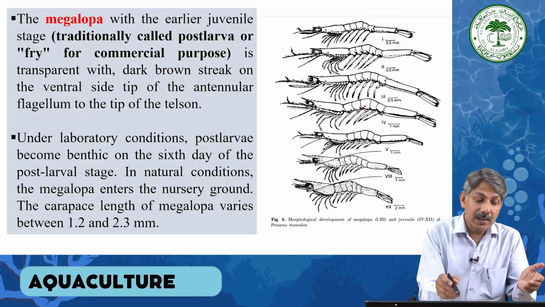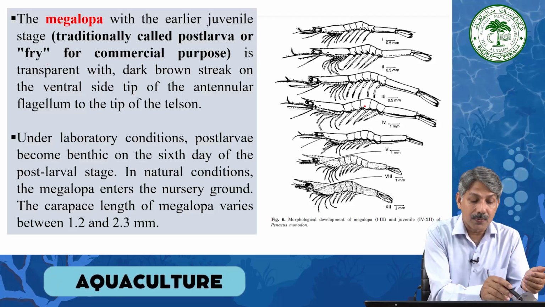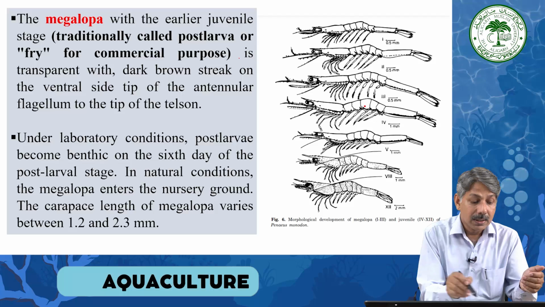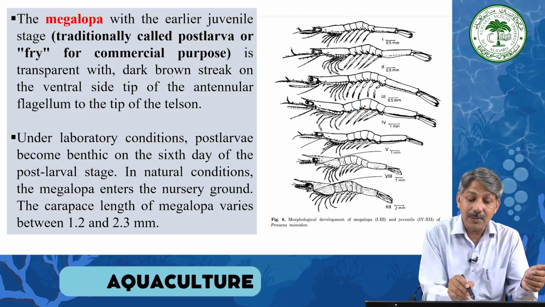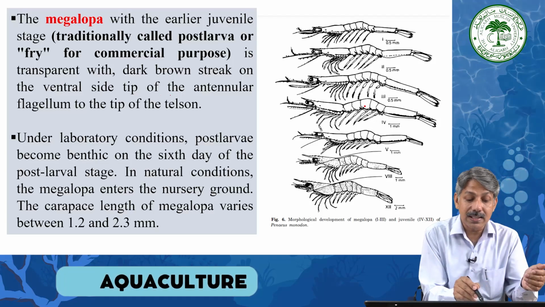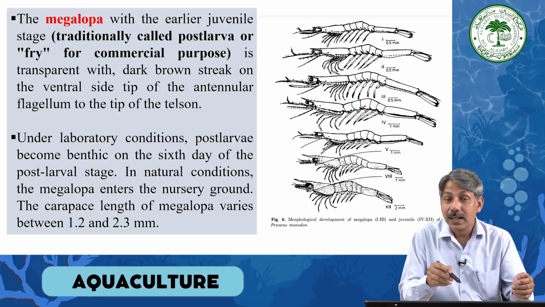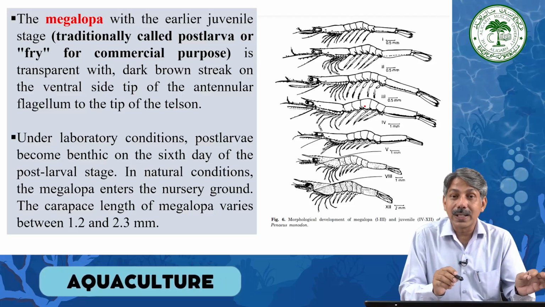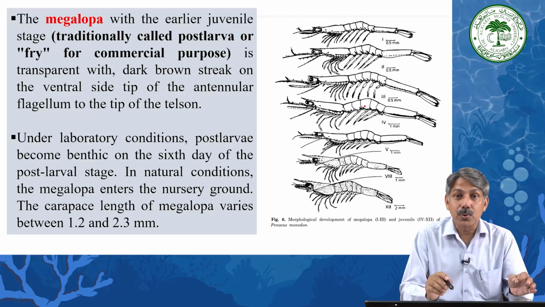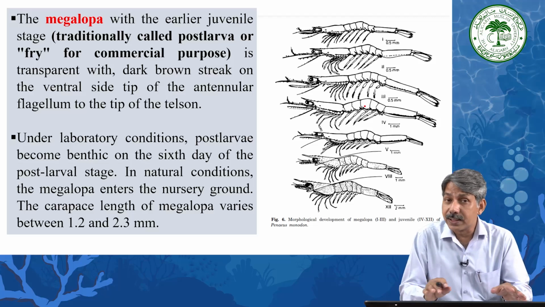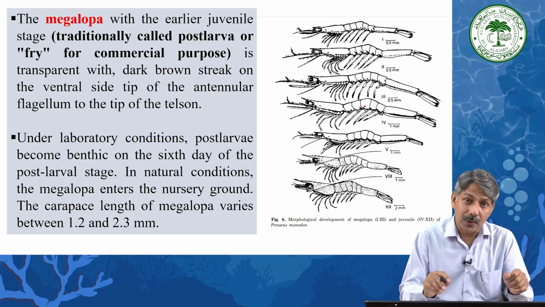Megalopa, with the earlier juvenile stage traditionally called PL or fry for commercial purposes, is transparent with a dark brown streak on the ventral side, from the tip of the antennal flagellum to the tip of the telson. This is very crucial. If you wish to start culture of Penaeus monodon, you need to understand that you will have to identify the seeds which are being supplied to you for culture.